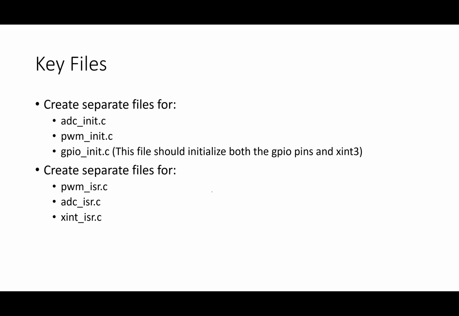All right, now to do all of this, essentially what I'm going to need is an ADC init function, a PWM init function, and technically I could have a separate GPIO init and an external interrupt init, but I actually put both of these into one file. Okay, if you do it differently, that's okay, but I put both the external interrupt init and the GPIO init into one function, GPIO init.c. Right, you also need to create separate files for PWM ISR, ADC ISR, and the external interrupt ISR.